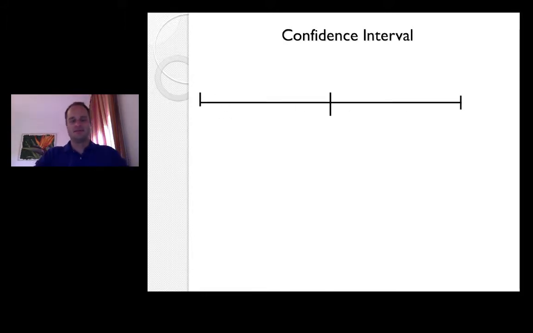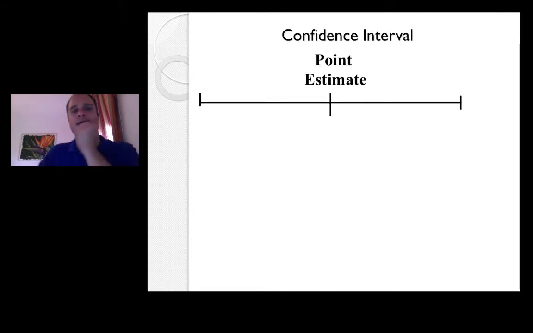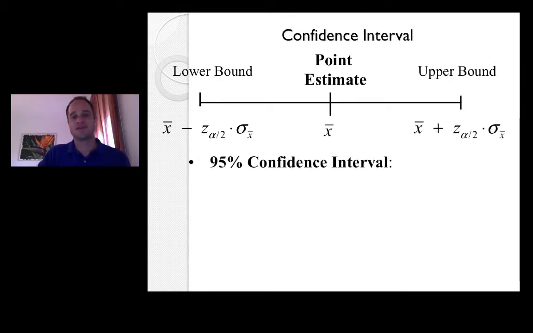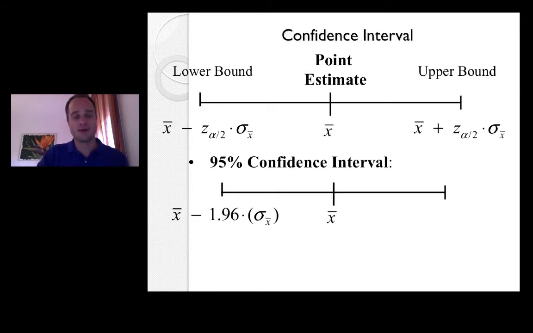All right, so let's put it all together now. We have our point estimate, which is at the center of our confidence intervals. We have a lower bound. We have the upper bound. This was on the previous slide. So for the 95% confidence interval example, which is a very common one, we would have minus 1.96 times the standard error, and of course plus 1.96 times the standard error as our critical value.